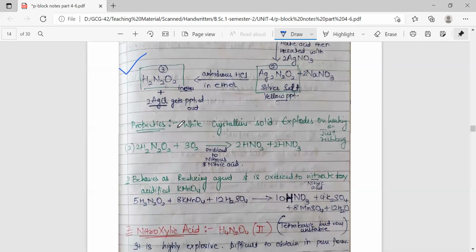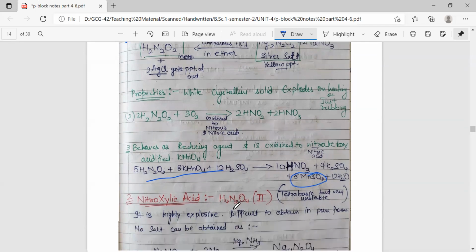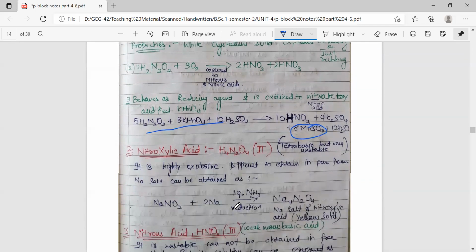to nitrate by acidified KMnO4. So this is the reaction where it can act as a reducing agent. It can reduce manganese present here in +7 oxidation state to manganese in +2 oxidation state, and they are exhibiting their oxidizing action upon it, and it is exhibiting its reducing action upon this KMnO4 in the presence of H2SO4.